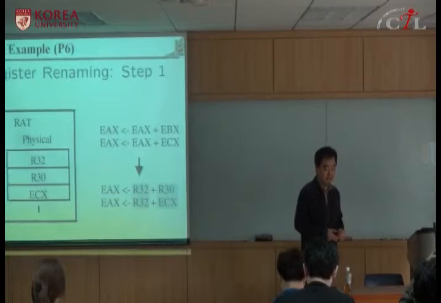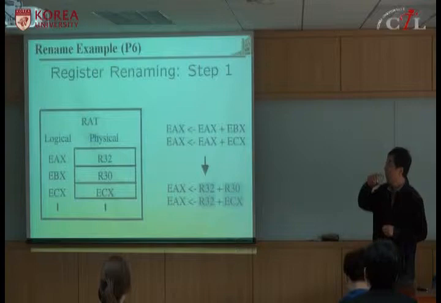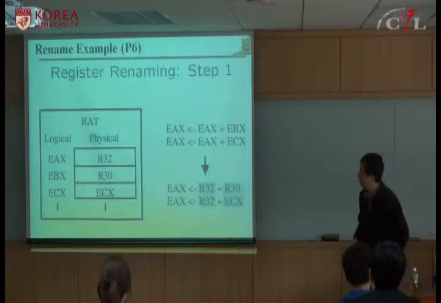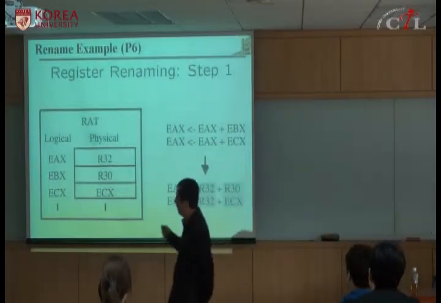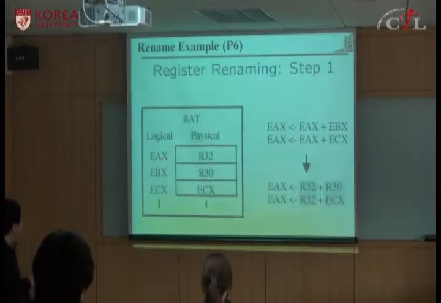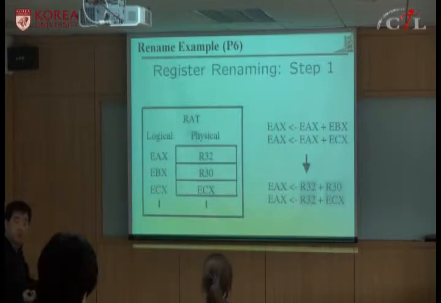Okay, let's look at the real example for Pentium Pro. In Pentium Pro, this mapping table is called the register alias table. And this is the logical register number. Actually, x86 has only 8 logical registers. But for the physical registers, there are more sets of physical registers. It depends on the implementation, so how many issues and how deep the pipeline is.